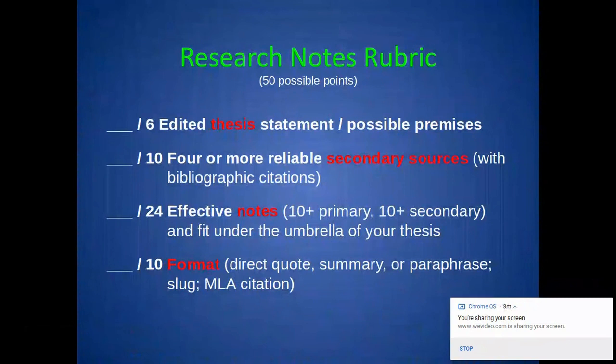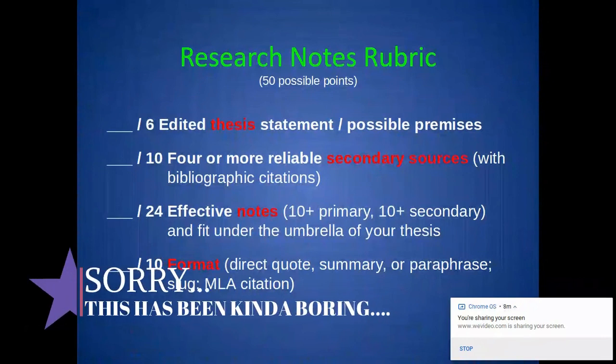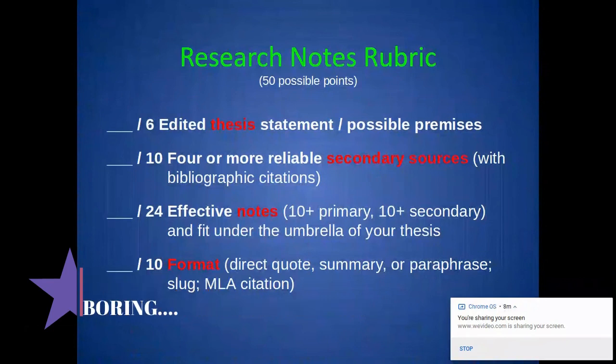Next, the rubric, how you'll be scored on this. It's out of 50 points, so it's a substantial grade. And this is not included, by the way, in the big final grade for the research paper. So it's 6 points for you coming up with a thesis statement and editing it. And by the time you get to the end of your notes, you really should even list a couple possible premises, though we're not in outline mode yet.